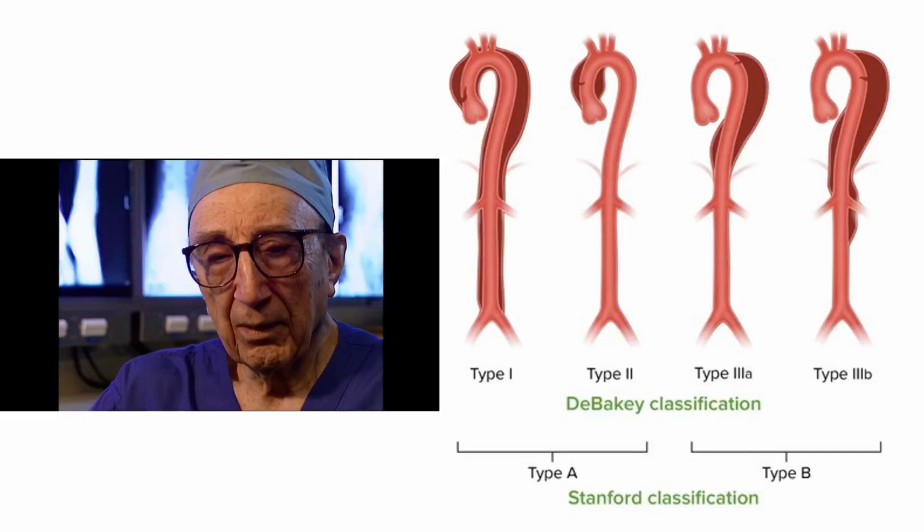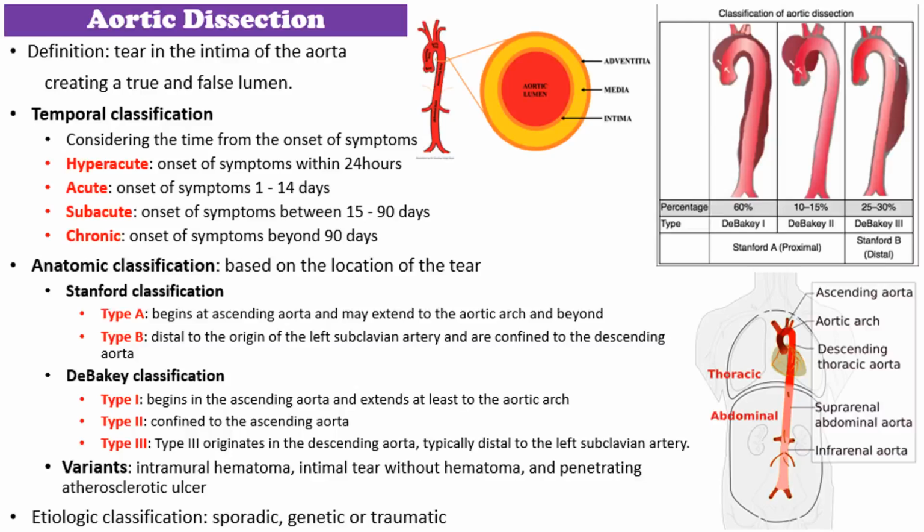These classifications are crucial for determining the appropriate treatment strategy, as Type A dissections generally require surgical intervention due to the risk of complications such as coronary artery occlusion, aortic valve incompetence, or rupture into the pericardial sac leading to cardiac tamponade. In contrast, Type B dissections are often managed medically with blood pressure control.